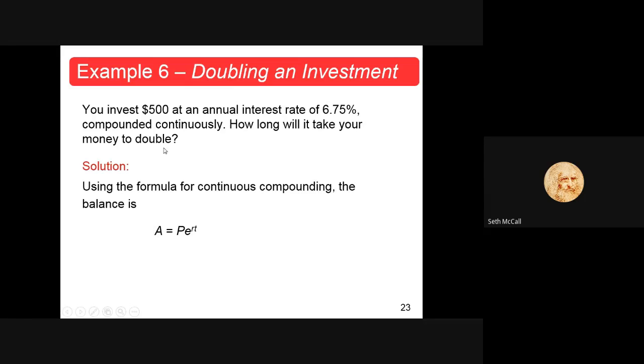The last part here, money to double, that's your key hint that we still need to fill in one of the other variables. So we know the P, the E's a number, the R's filled in. Time is what we don't know. The account balance, what we're looking for is the money to double. If you start with 500 and you want it to double, it will turn into 1,000. So 1,000 goes in for your account balance because it's doubling. We started with 500 and we're investing that at 6.75%, but that percent is written as a decimal, and we need to solve for t.